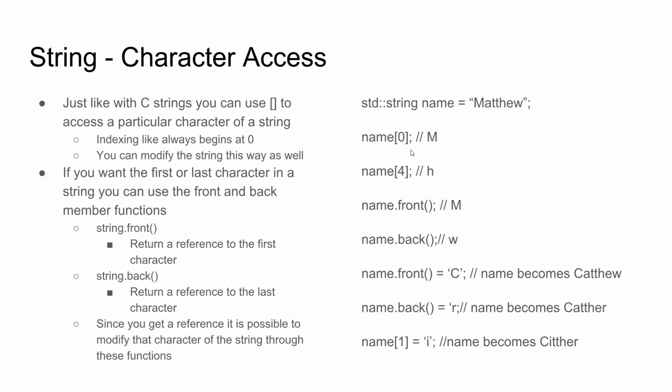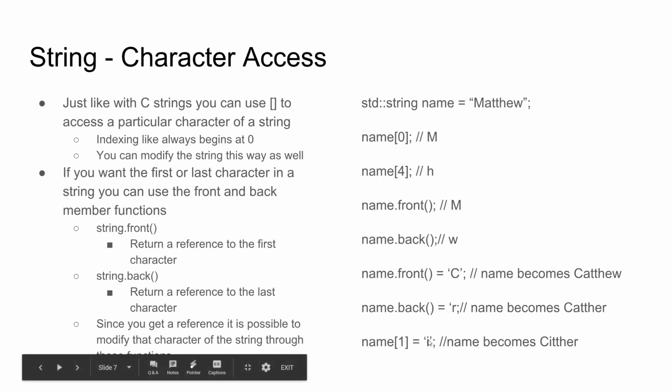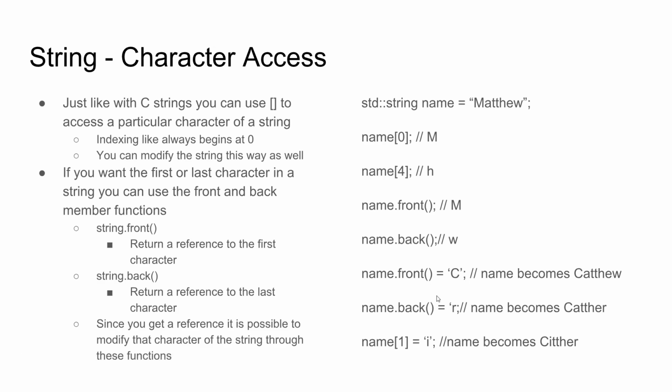So you can see here I'm accessing the elements. I can also say something like, name at 1 equals I. I can access the front, access the back, could change the front, could change the back. There's also the .at method. So you can do like name.at, and in parentheses, some index. It works just like the square brackets, except if you go out of bounds, it'll throw an exception and tell you that you've gone out of bounds there.